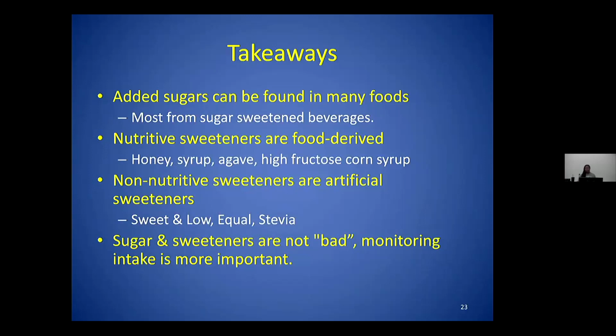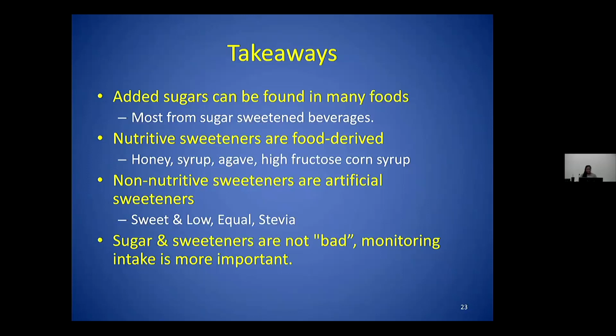We have nutritive sweeteners and non-nutritive sweeteners. Your nutritive sweeteners are going to be food derived, so from things like honey, agave, syrup, high fructose corn syrup. The non-nutritive sweeteners are artificially made, so your Sweet'N Lows, your Equal, your stevias.